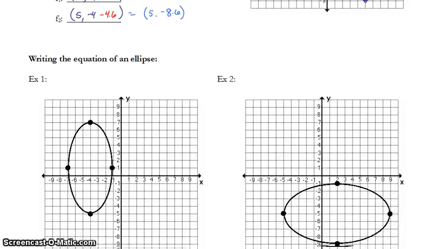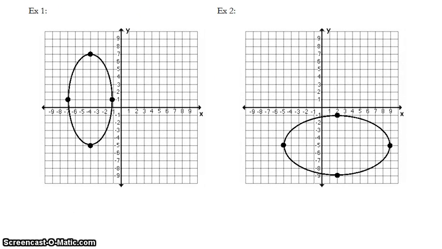Last 2 problems, writing the equations of an ellipse. Again, I need to identify or locate the center. Here are my diameters, giving me a center of -4, 1. I also want to find my x radius and my y radius.